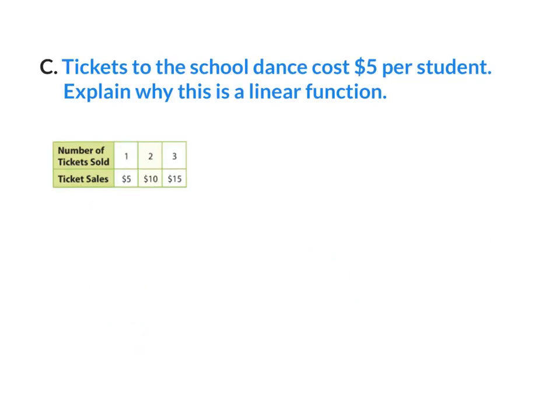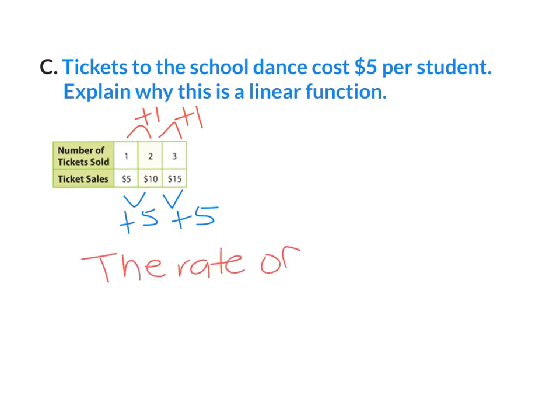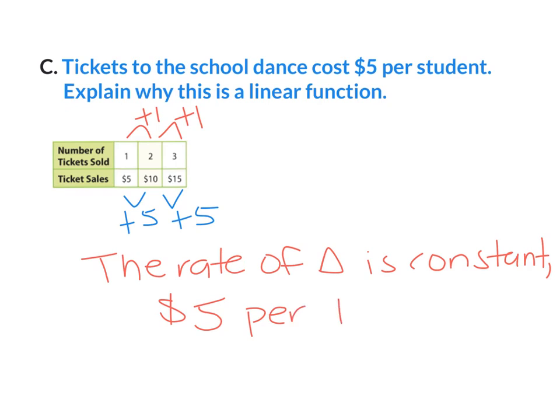Example C. Tickets to the school dance cost $5 per student. Explain why this is a linear function. Let's look at the table. The number of tickets sold. From 1 to 2, I'm adding 1. From 2 to 3, I'm adding 1. Ticket sales. From 5 to 10, I'm adding 5. From 10 to 15, I'm adding 5. The rate of change is constant. $5 per ticket. Since it's constant, that makes it linear.